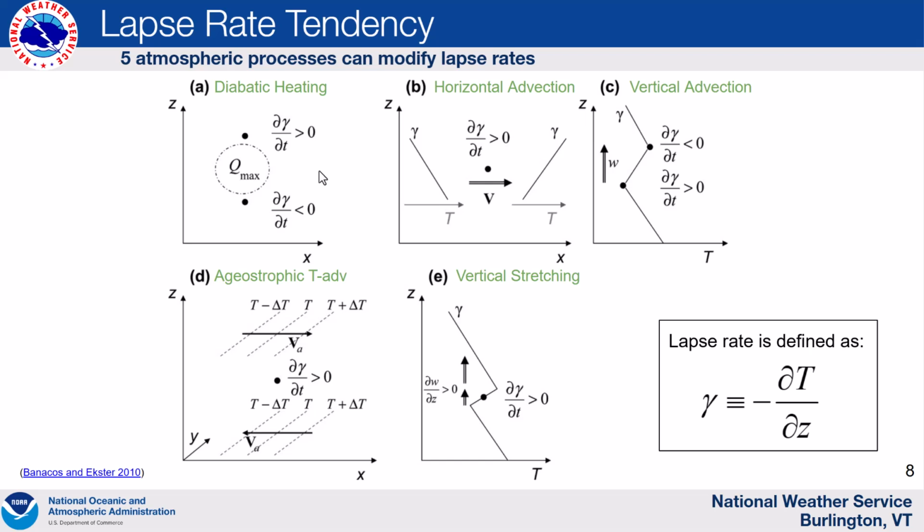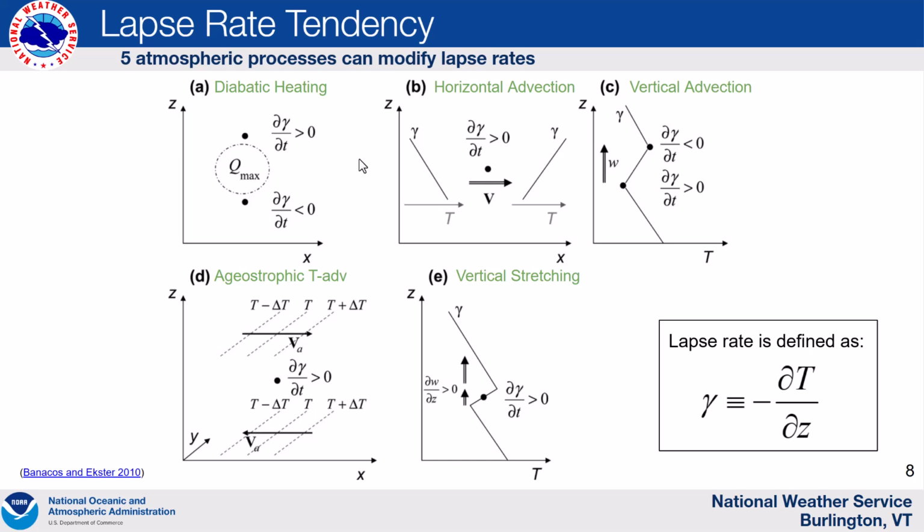In term A, which is diabatic heating, we might consider the release of latent heat in a thunderstorm, with a maximum in diabatic heating occurring somewhere in the mid-troposphere. In that situation, lapse rates would decrease below the maximum in latent heat release and increase above the maximum. For term A, you might also consider heating or cooling of the ground through radiative processes, which generally contribute to a positive change in lapse rate during the daytime hours and a negative change in lapse rate at night.